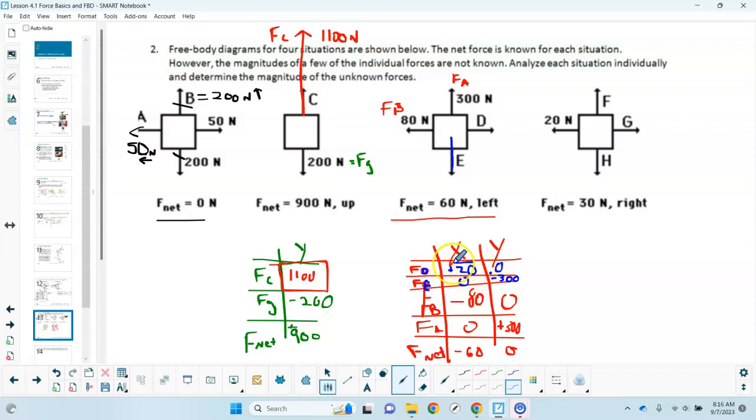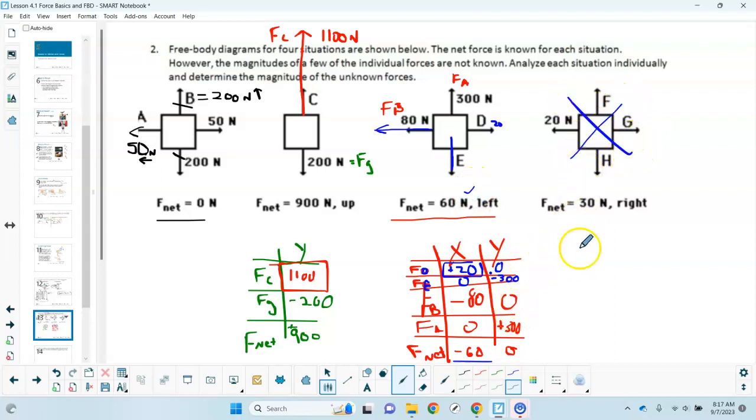And again, it's just kind of a little bit of algebra. It's just that tug of war. So again, this arrow should be bigger, and this is going to be smaller. And the net between those is going to be 60 going left, which is what we said here for the net. And then for the last one here, I'm going to skip that one.